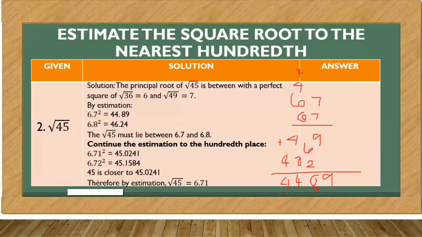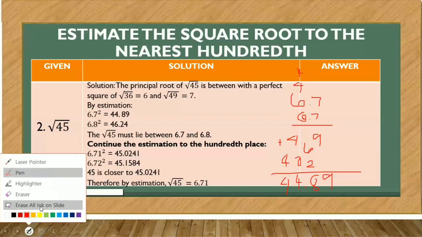Try naman natin, 44.89 na ha, medyo malapit na siya. Kapag ginamit naman natin si 6.8, sobra na siya kay 45, which is 46.24 na. So it means between lang siya ha, kay 6.7 and 6.8. Nasa pagitan lang siya ni 6.7 and 6.8. Pag 6.8 na yung ginamit natin, sobra na. So gamitin muna natin si 6.7. Okay, 6.7. Kailangan hindi siya sosobra. Kailangan sakto or malapit lang siya.